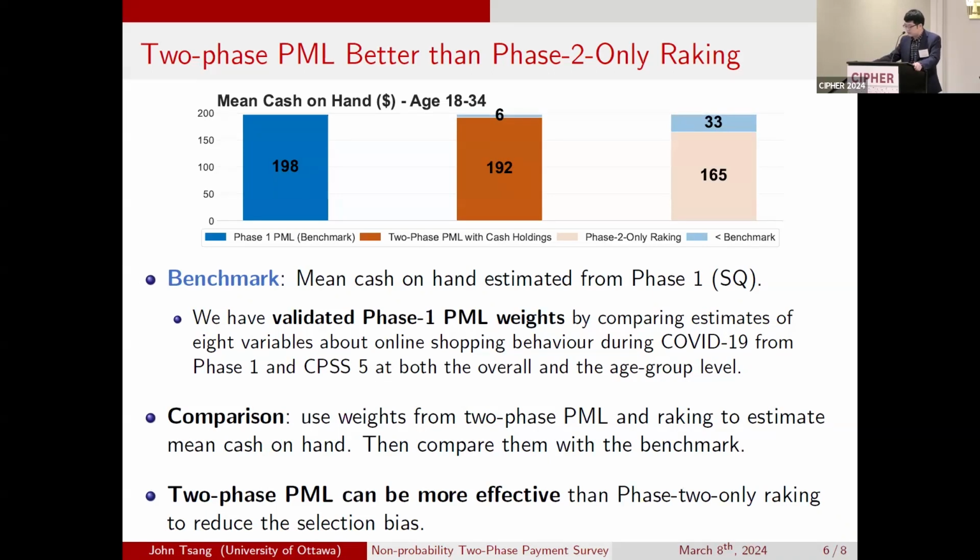Here we validate phase 2 PML weights in the same spirit by comparing the benchmark with the estimates from two-phase PML and phase 2 only raking. This chart shows that the difference from PML is very small, 6 Canadian dollars, around 3% away from the benchmark, and for raking it is about 70%, much larger. So from here, we can see that two-phase PML can be more effective than raking at reducing selection bias.